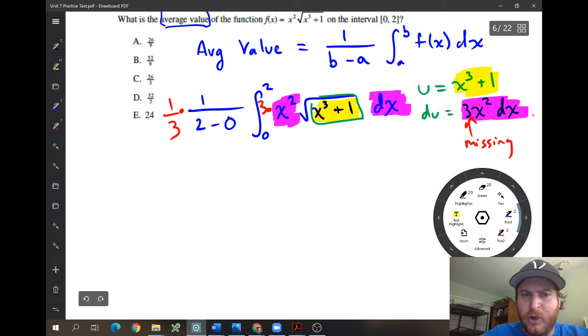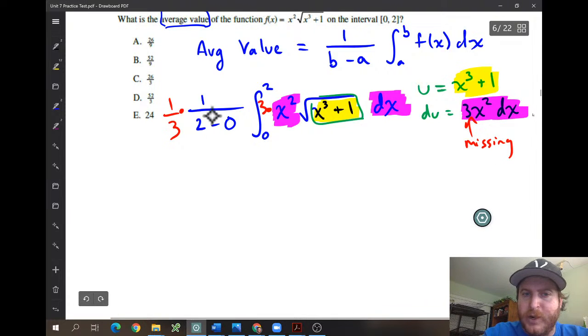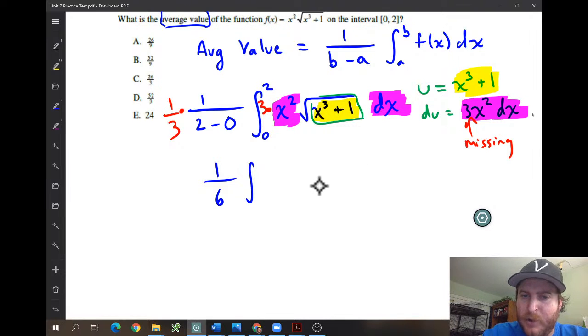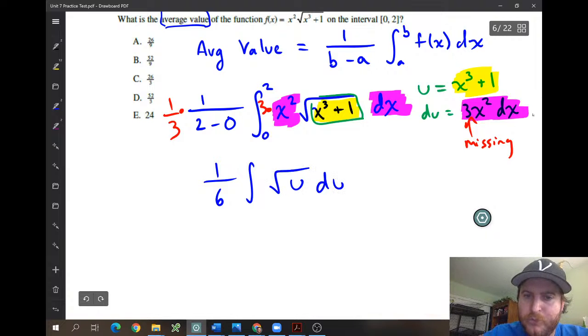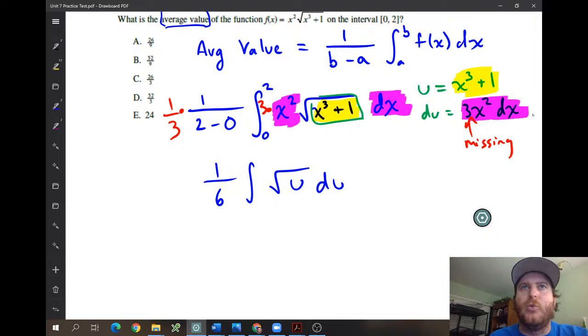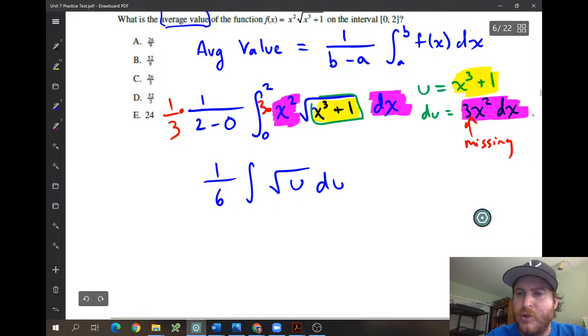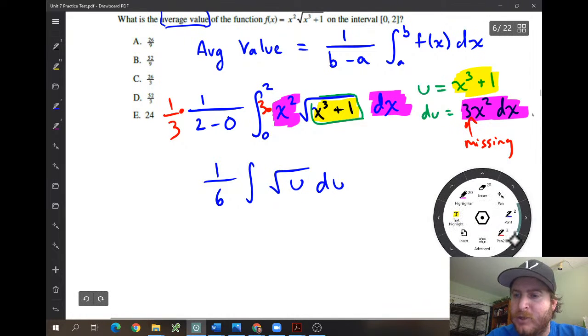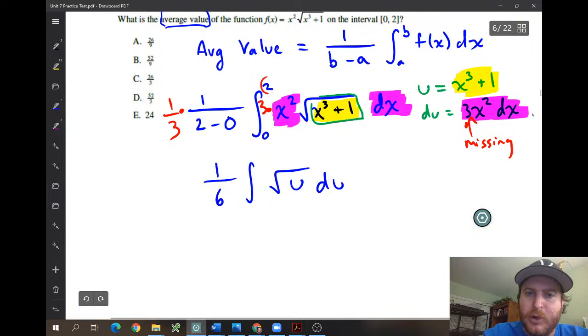So that's going to go ahead and give me 1/3 times 1/2, which would be 1/6 outside. And then the 3x squared dx, that part's going to become du. And then we'll have the square root of u. Now, for my endpoints, you can do one of two things. Remember that you can either keep them the same and just change u back later, or you can change them now. I do really like to change them, so I'm going to go ahead and change them.